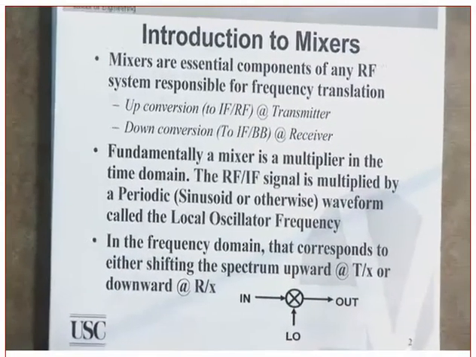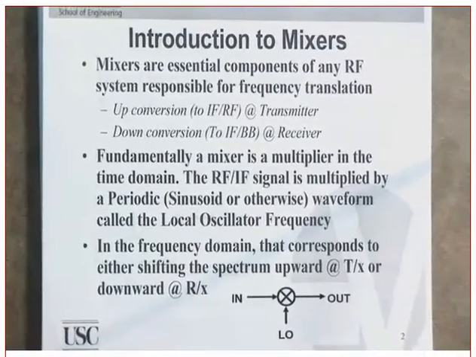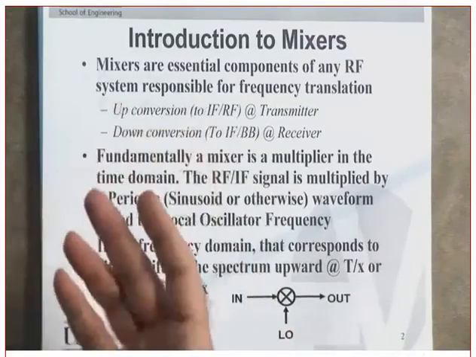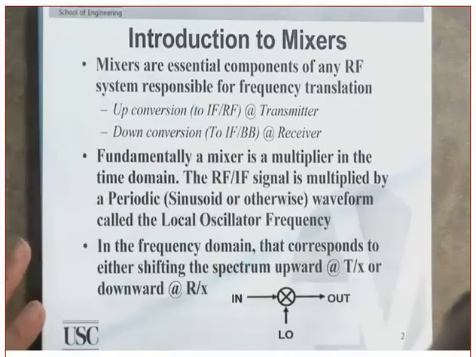One port is the RF. The other port is the local oscillator. The third port is the IF. That's at the receiver side, and we call it a down converter. On the transmitter side, it is the other way around. Clear? The inputs are the IF and the local oscillator, and the output is the RF.